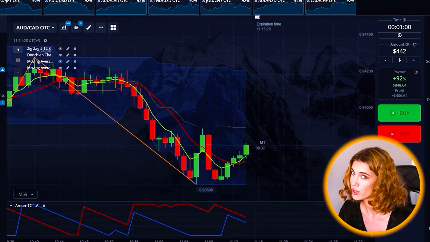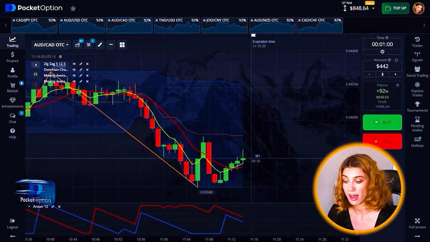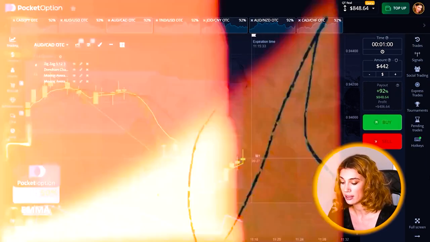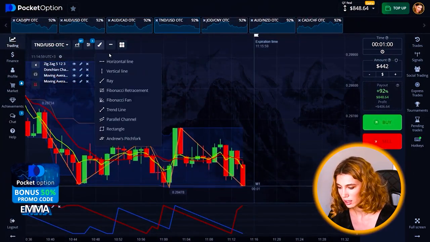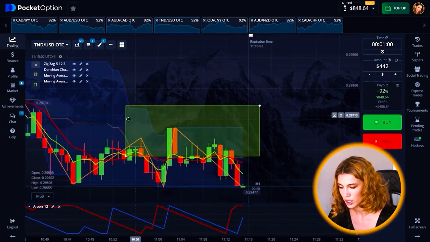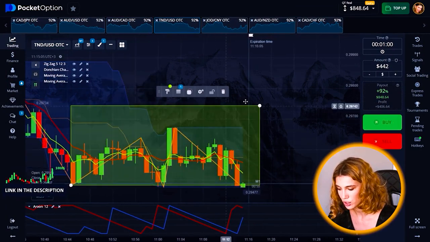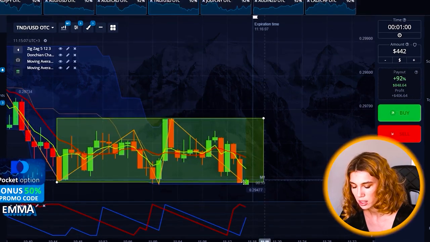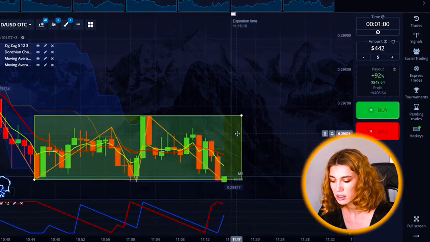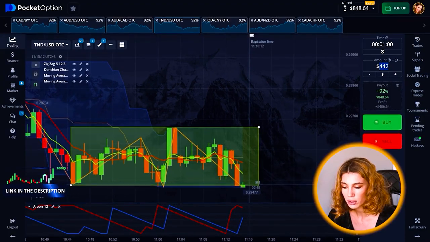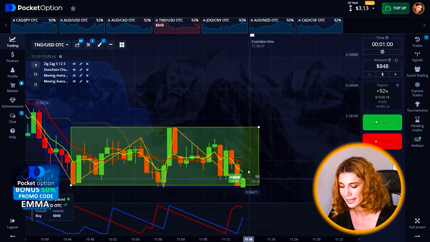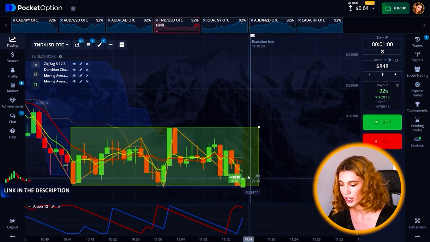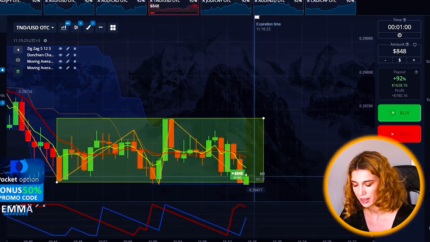We are getting really close to 1K, and that is a sign. Okay, next asset pair. And I'm gonna add something here, which is going to help us analyze. And okay, I'm ready for the next bet. $848 it is. And take a look at what's happening.